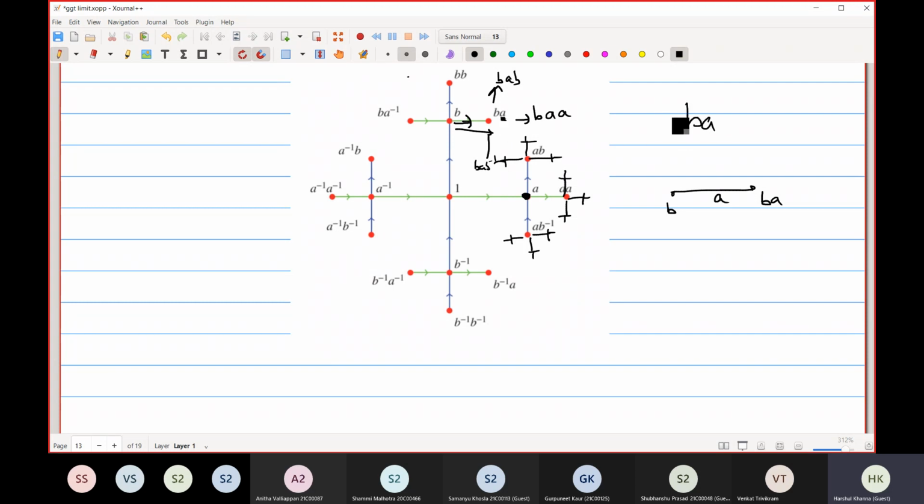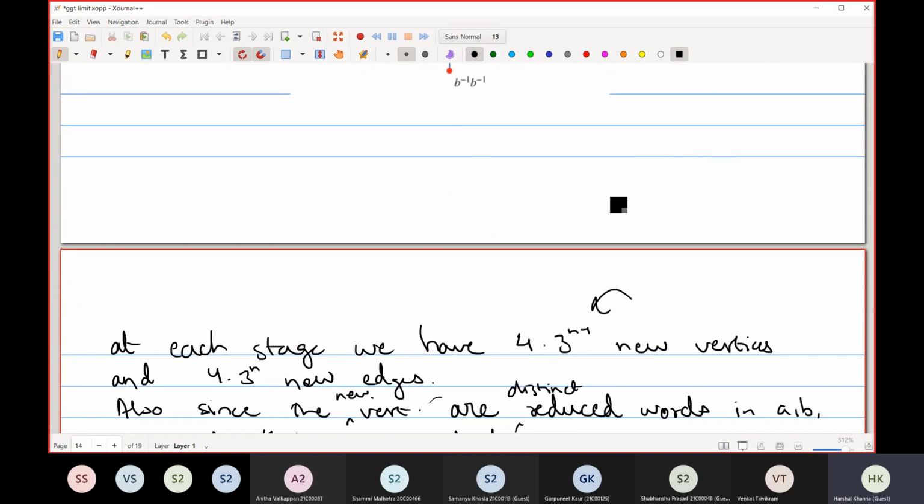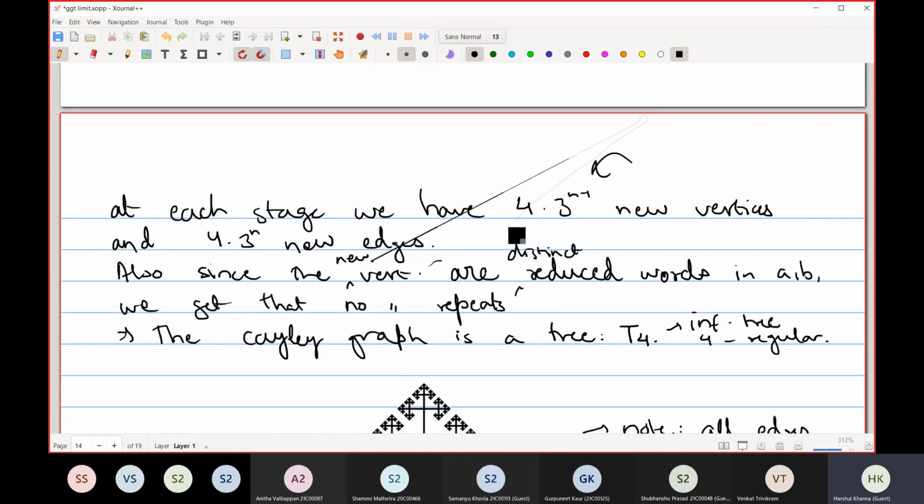So if you have BA here, there will be one edge labeled A. This will be BA inverse, and so this will be B. So we have already drawn B. So all the new vertices we are adding are just reduced words, in the sense they do not have an inverse in any place, right? They do not occur again. So once we have drawn a vertex, the new vertices do not repeat from the previously drawn vertices.